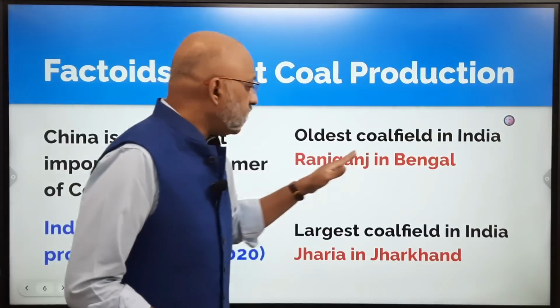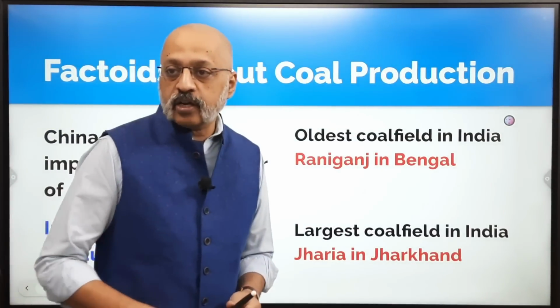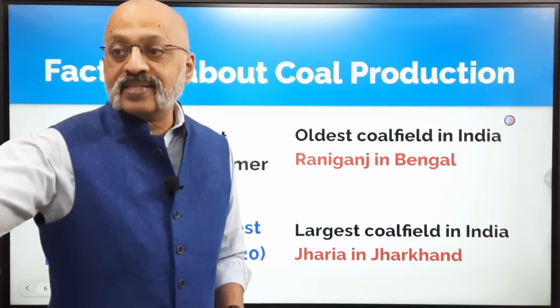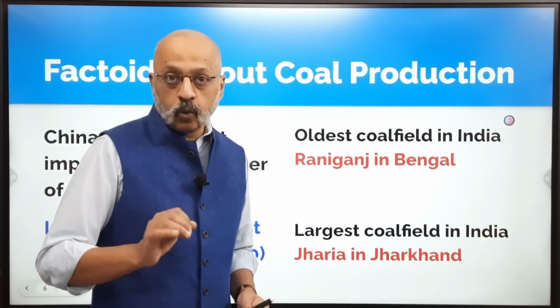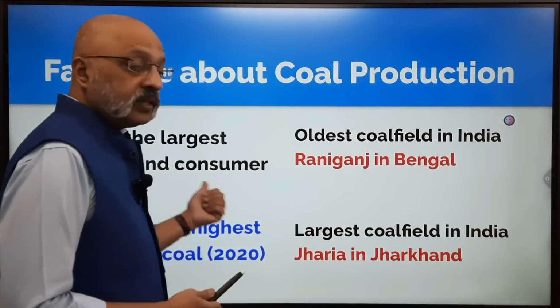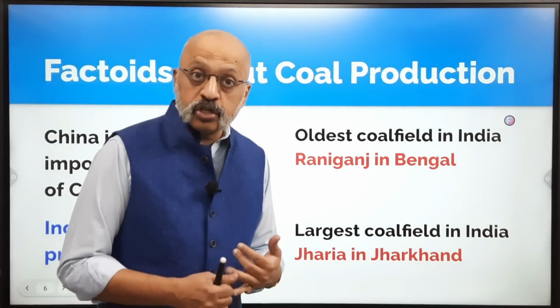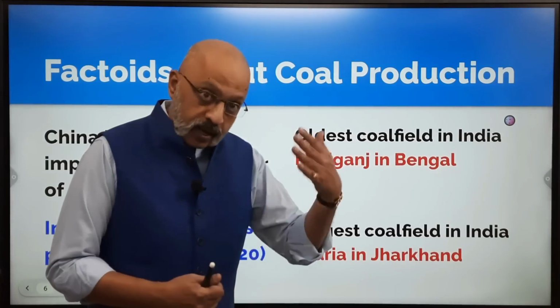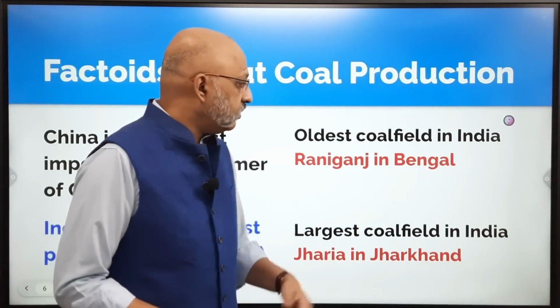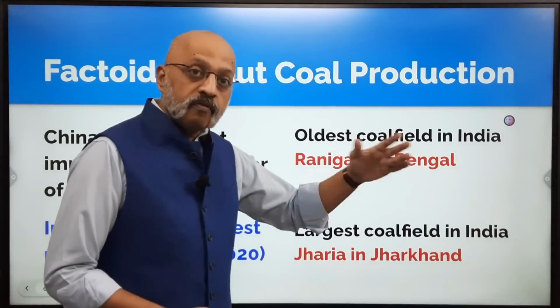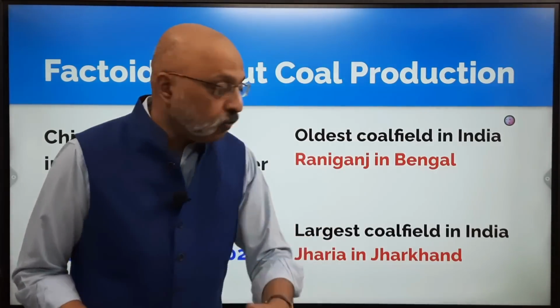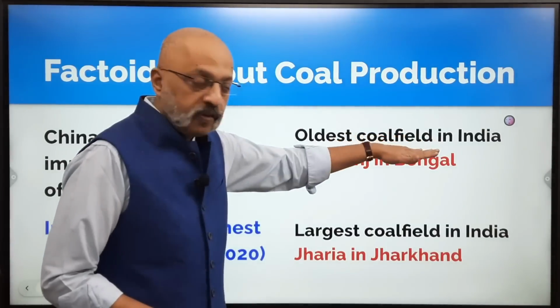The oldest coal field in India is Raniganj in the state of Bengal. It was mined in 1774. Apart from China, the other main producers are Indonesia, USA and Australia. These are the top 5 countries. So Raniganj in Bengal, first mined in 1774. Okay, this is the oldest coal field in India.